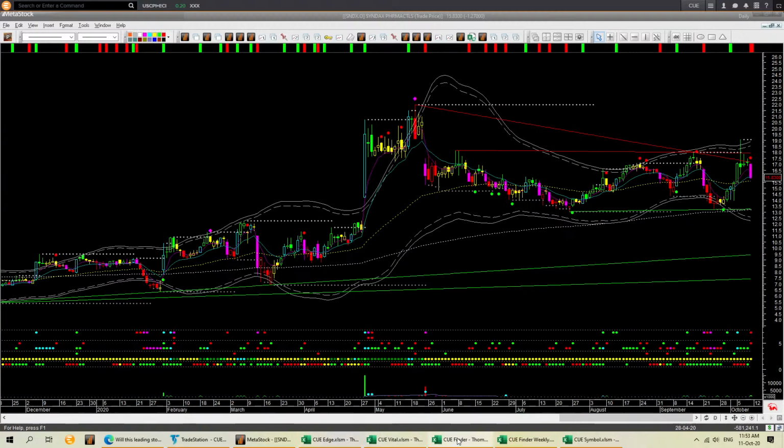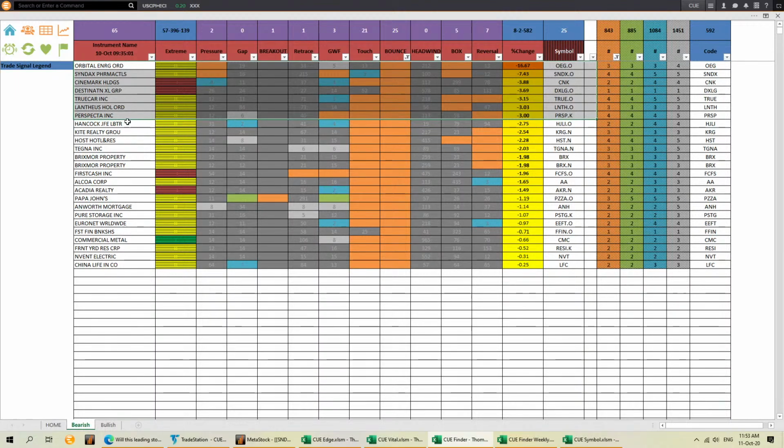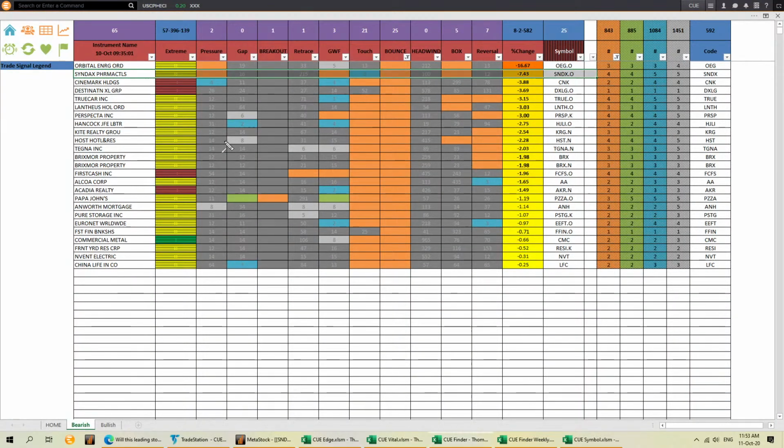If I go back to Finder, SNDX, wasn't it? Yes. Let's highlight that row. From Finder also I can see that it had heavy bearish pressure, possible trend following short setup, possible bounce short setup, possible box short setup.